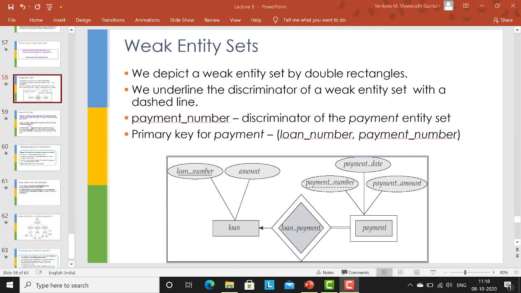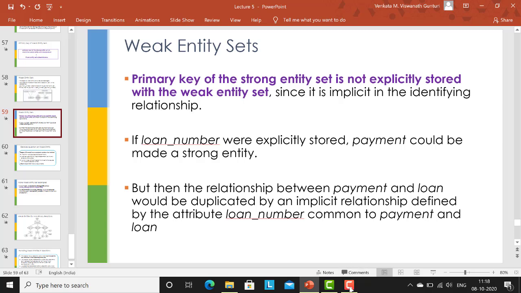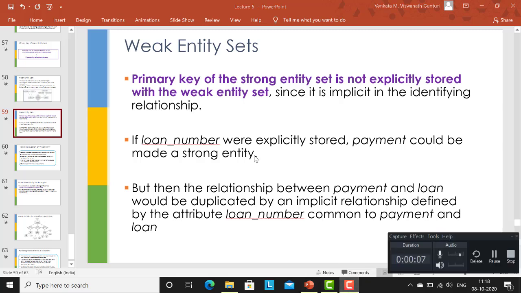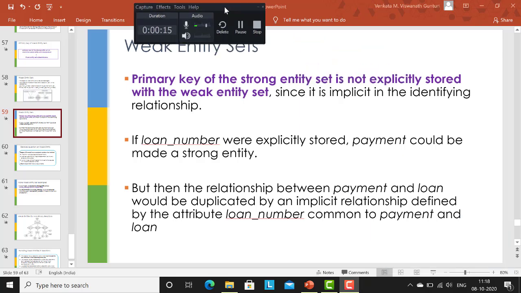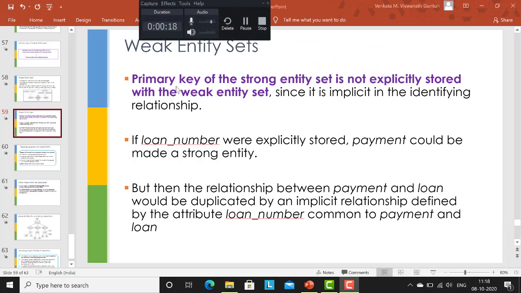Okay, moving on. So this slide is just a summary of what I just covered. As I said, the primary key of a strong entity set is not explicitly stored in the weak entity set, at least in the diagram. But when you convert this ER diagram into tables, then the primary key of the strong entity set, or I think a better word would be the primary key of the supporting entity set, comes to the table corresponding to the weak entity set.